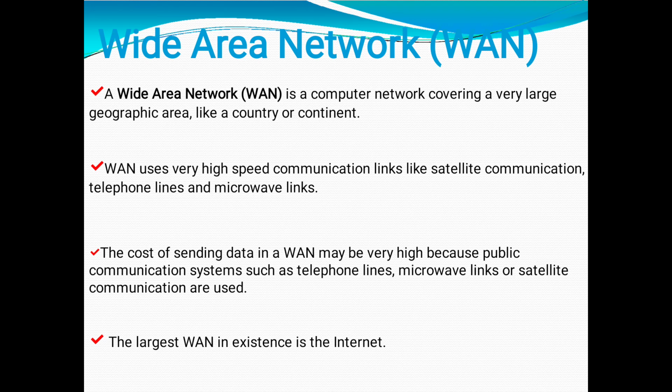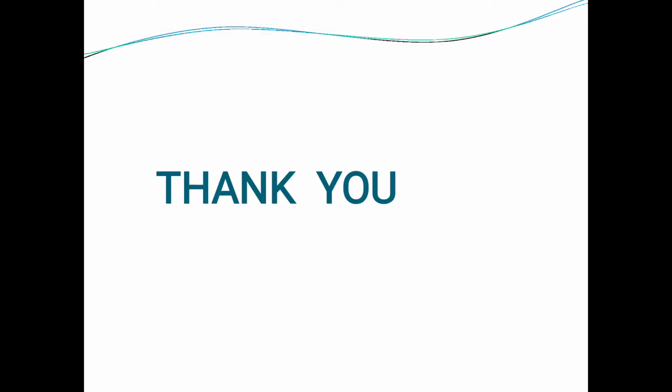Next one is the wide area network. The best example for wide area network is the internet connection we are using today. The communication lines can be satellite communication, telephone lines or microwave lines. The cost of sending data in WAN may be very high because public communication systems are required.